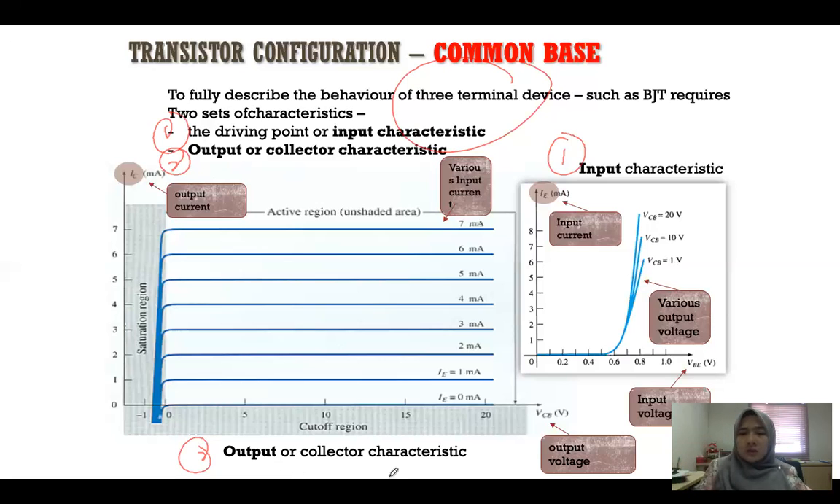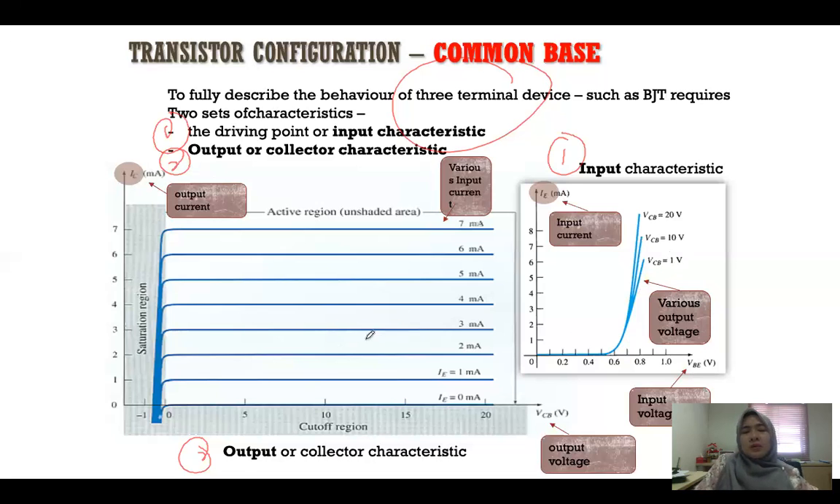Okay, so now this is the input characteristics. It plots the emitter current with respect to the VBE. Okay, so VBE is the input voltage. This graph actually shows you various output voltages: when VCB is 20, VCB equals 10, and VCB equals 1 volt.